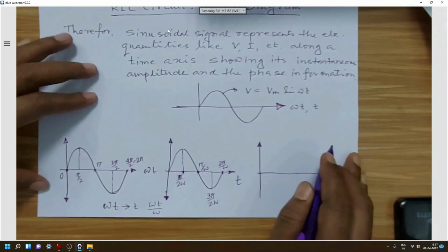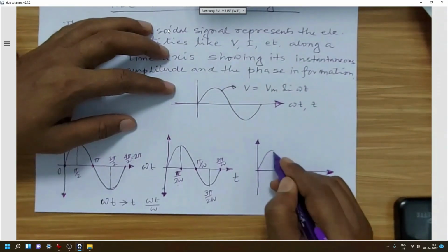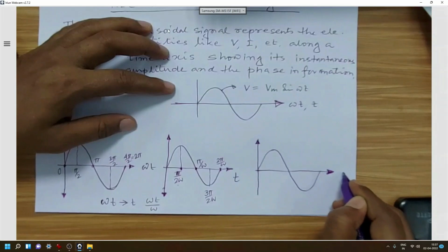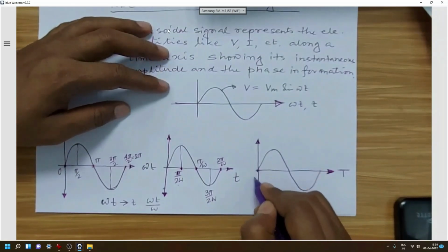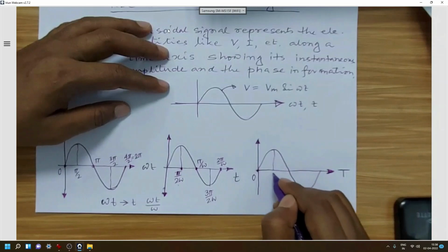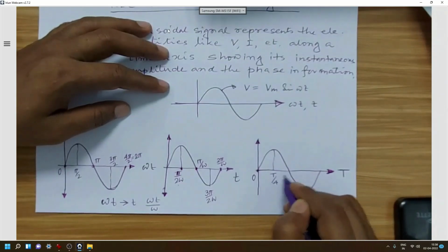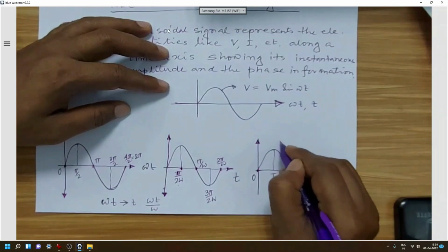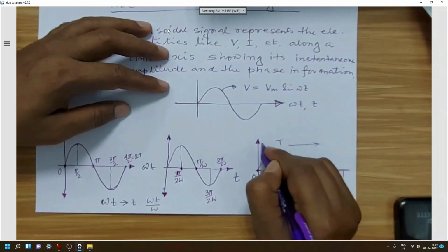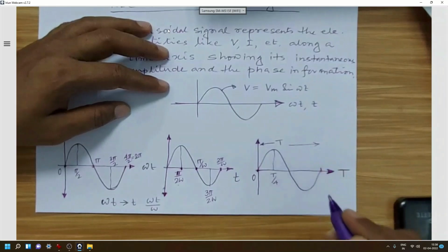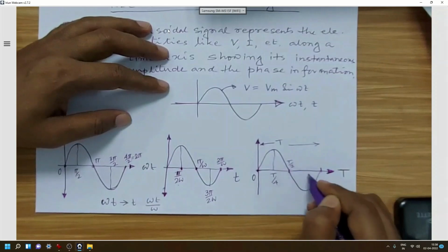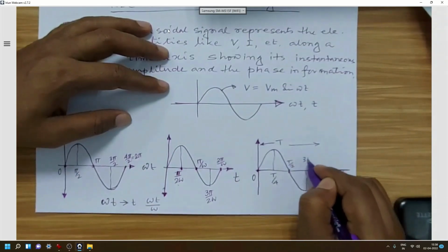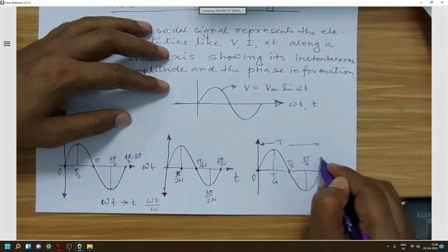Now we can convert this time to its time period also. So if we scale it with the time period T of the sine wave given, we can again start from 0, and this will be T by 4, because total time period is this much. So total time period is the time taken to complete a single cycle. So this is T, this will be T by 4, this will be T by 2, and this will be 3T by 4, and this will be T.